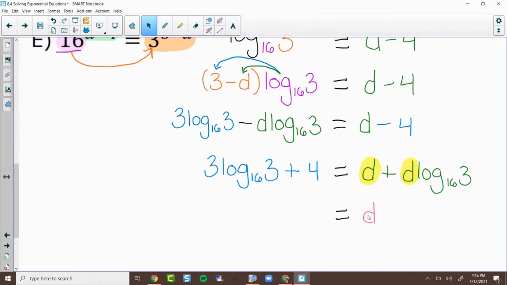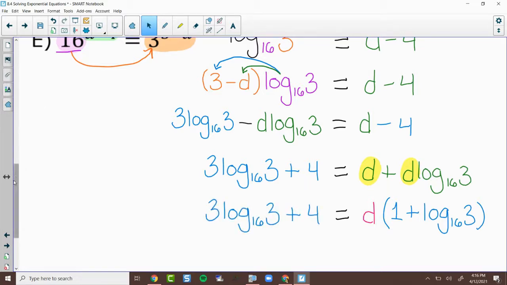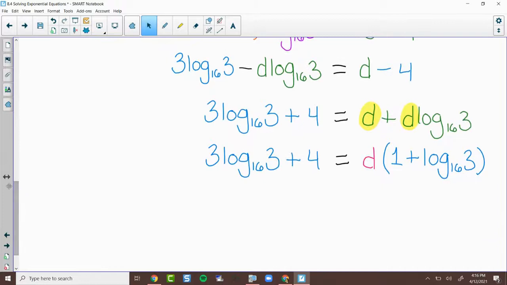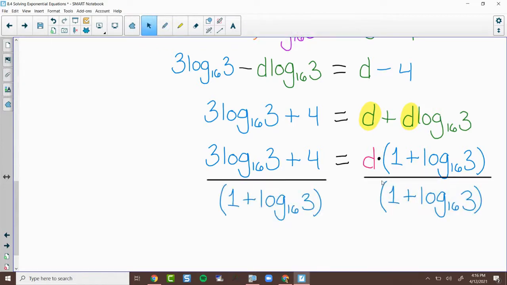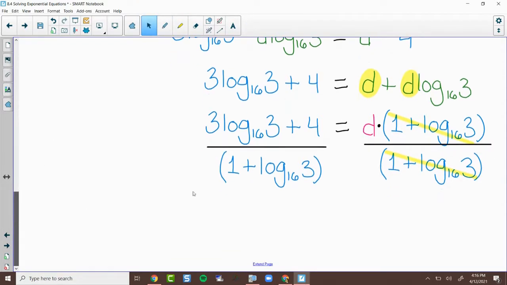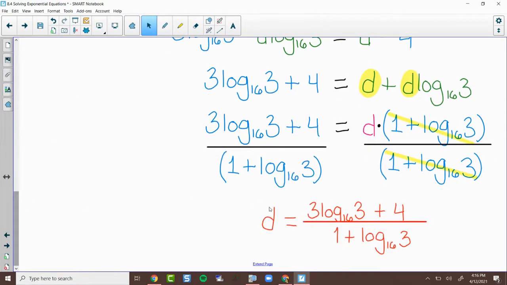I'm going to factor out a D. So I just have this number left, and it's almost like the last example. I can see that both of these are getting multiplied. So if I need to solve for D, I'm just going to divide both sides by that number. Now these cancel out, and I have the D all by itself for a final answer.